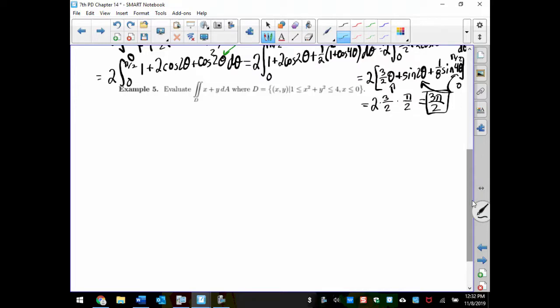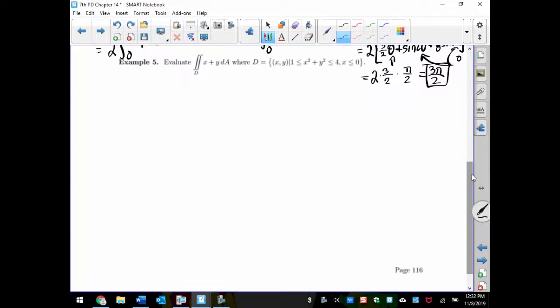Okay, last problem here. Let's go ahead and knock it out. So this one, they say, evaluate this double integral where D is the region, a circular region between, it's a ring. We actually call that an annulus, with x less than or equal to 0. So let's go ahead and sketch the region to get the idea here.